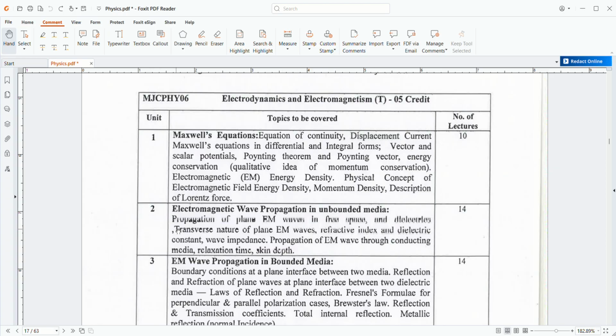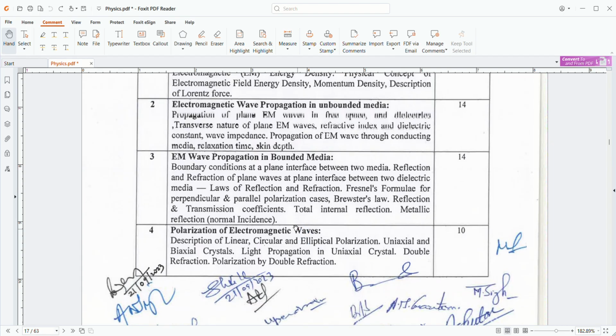Electromagnetic wave propagation in unbounded media. Propagation of plane EM waves in free space and transverse nature of the plane EM wave, refractive index, and dielectric constant, wave impedance. Propagation of EM waves through a conducting medium, relaxation time, skin depth. So alpha, beta, skin depth. EM wave propagation in bounded media.